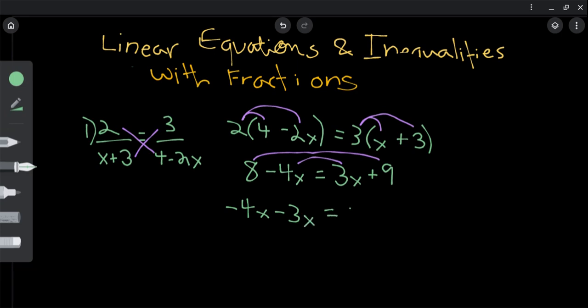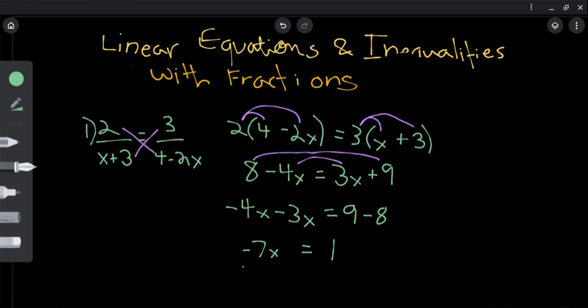And that equals 9. Over here, it's a positive 8. We know that because there's no subtraction sign in front of it. So we are going to make it minus 8 or negative 8 on this side. Now we're going to add or subtract the values. So negative 4x minus 3x is negative 7x. And that equals 9 minus 8, which is 1.